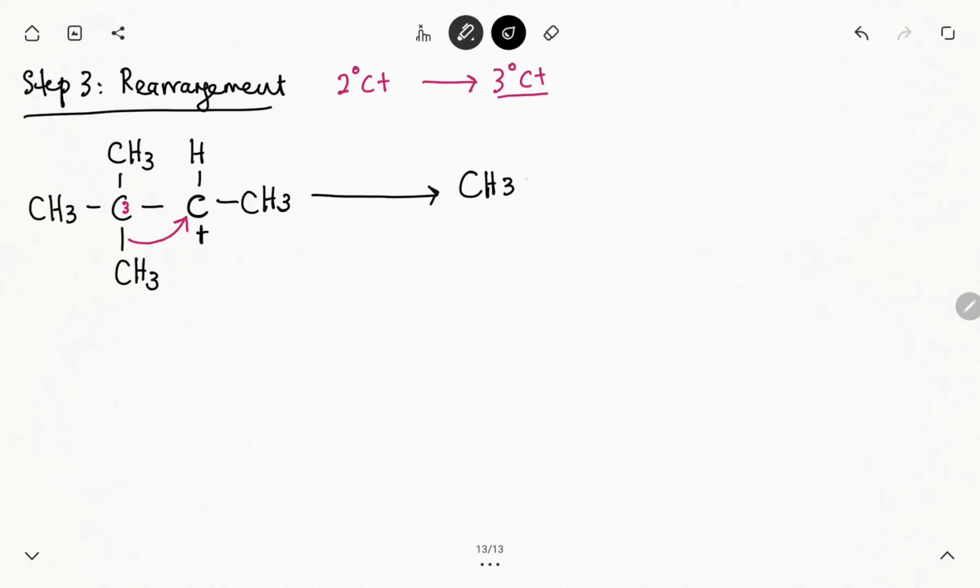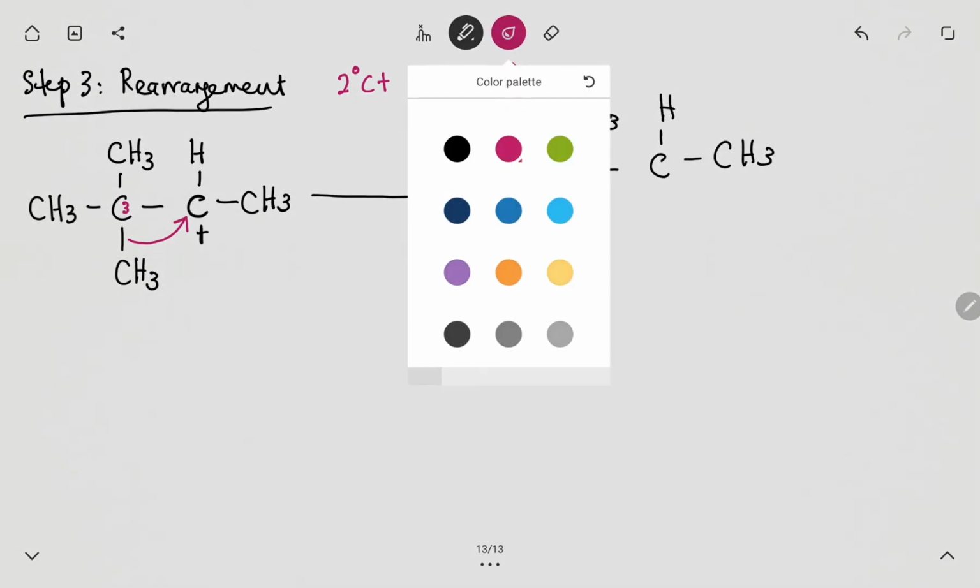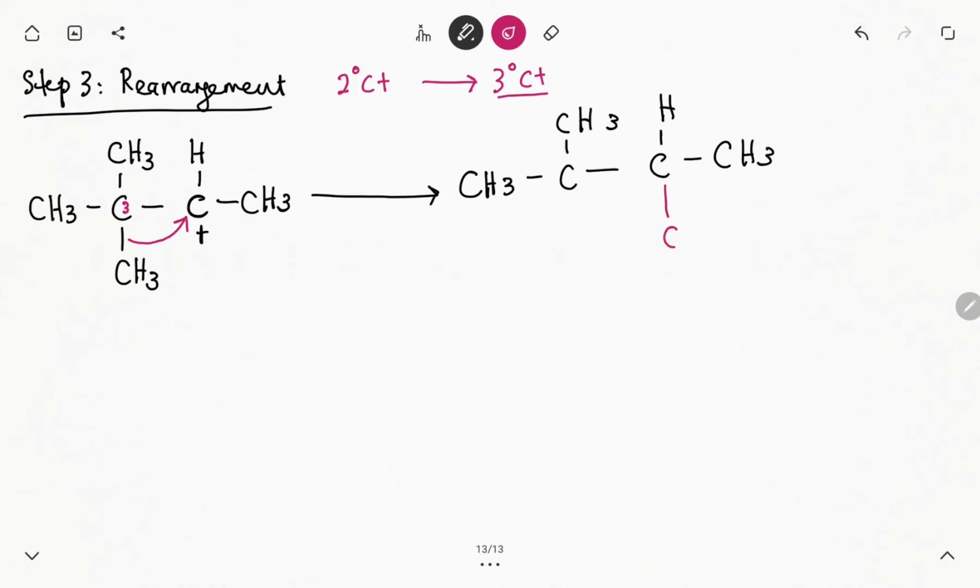So CH3, CH3, C, this is hydrogen, and this is CH3. But the difference between the product and the reactant is that the CH3 must be attached to the second carbon. Why? Carbon number 3 becomes the carbocation, and we see C plus attached to 1, 2, 3 alkyl groups. So this is classified as a tertiary carbocation. At this stage we shifted the methyl group, so we need to label it 1,2-methyl shift.